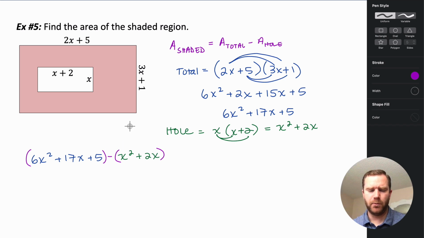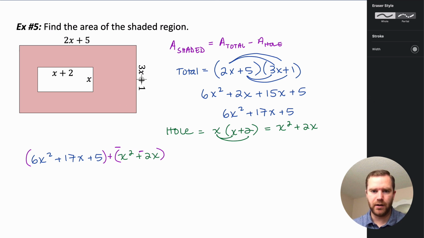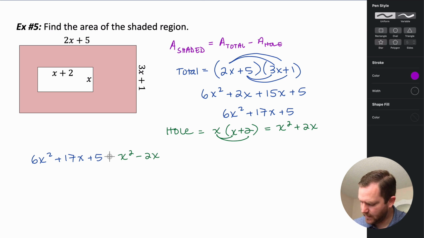Now, if you remember from when we did subtraction of polynomials, we have to make sure that this negative distributes through to all of those terms. So I'm going to make this positive and distribute it through to this and make these negative. So essentially what we end up with is something like this here, where now this is negative, this is negative, because we distributed the negative through.